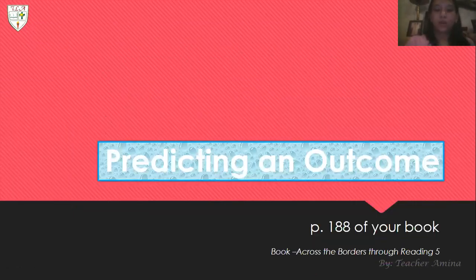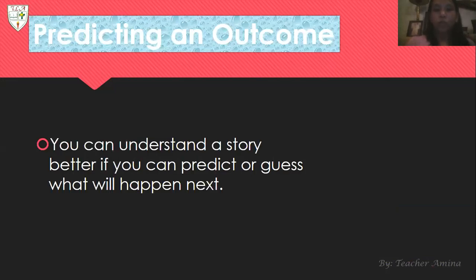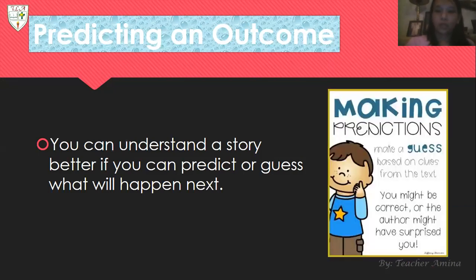Okay, so another lesson is about predicting an outcome. You can understand the story better if you can predict or guess what will happen next, right? Making predictions means making a guess based on clues from the text. You might be correct, or the author might have surprised you. So you have to think twice to predict the correct outcome, what will happen next, right?